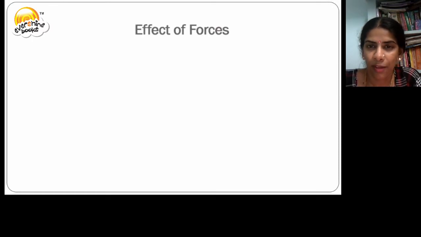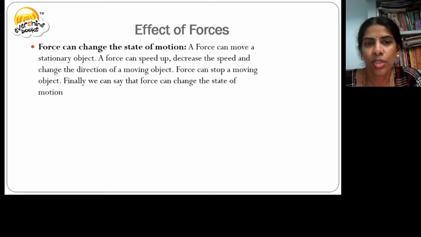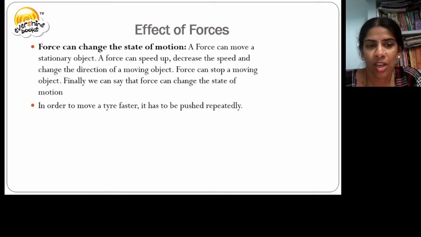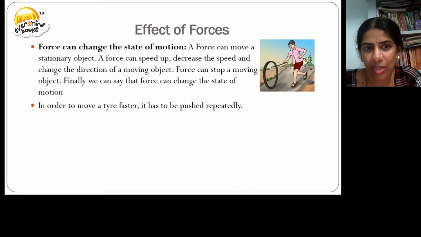Let us now discuss the effects of force. Force can change the state of motion. A force can move a stationary object. A force can speed up, decrease the speed, or change the direction of a moving object. Force can stop a moving object. In order to move a tire faster, it has to be pushed repeatedly. This is an example of change in the state of motion by force.